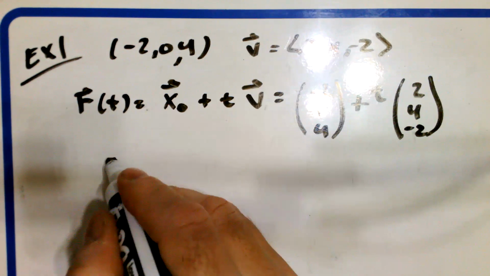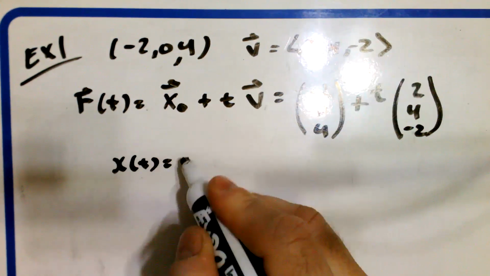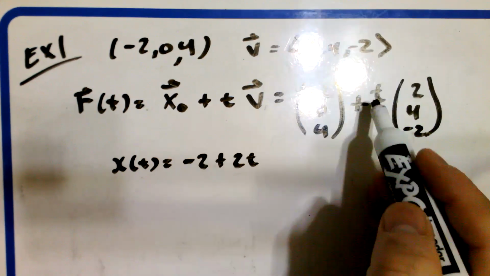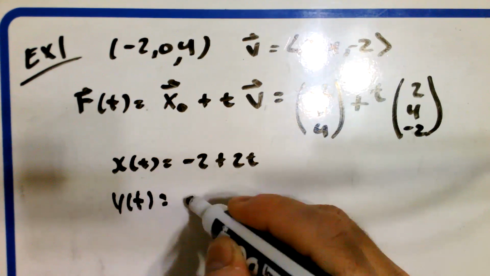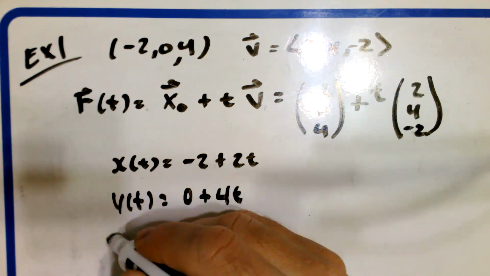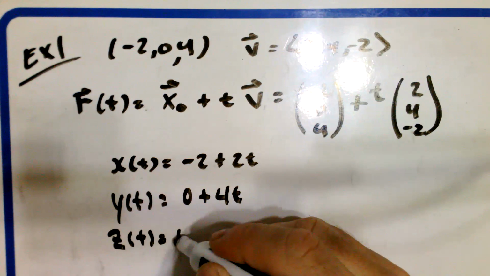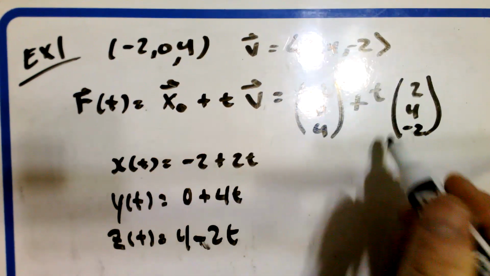If we wanted to write this component-wise, then x(t) is going to be -2 plus 2t. That's literally reading it off the top part here. y(t) is going to be equal to 0 plus 4t. And then z(t) is going to equal 4 minus 2t, and that would be the last equation.